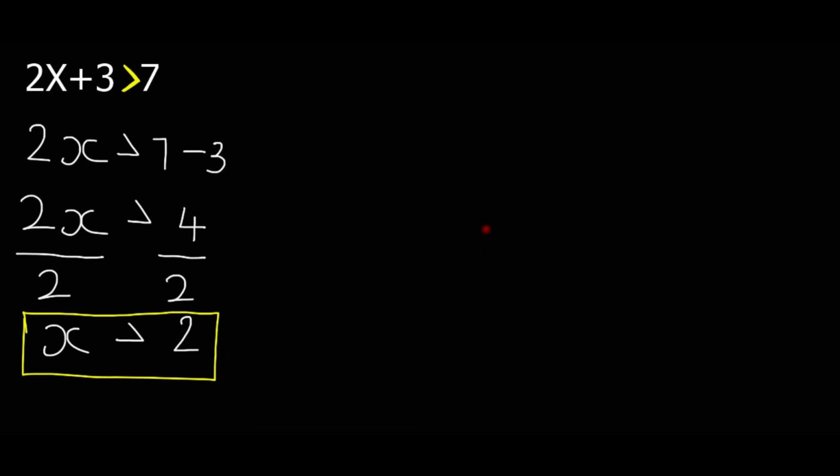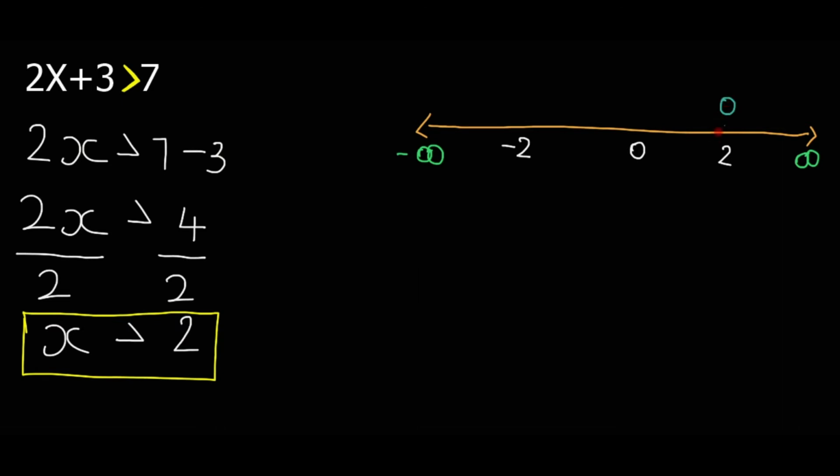And now we will write our answer on a number line. On a number line, on the right-hand side we have the positive numbers and on the left-hand side we have the negative numbers. So we have 0, -1, -2 until negative infinity, and on this side until positive infinity. From here we look at our solution: x is greater than 2, so this is 2. We put an open circle here. For less than or greater than, we always use an open circle, but for less or equal, greater or equal, we use a closed circle.